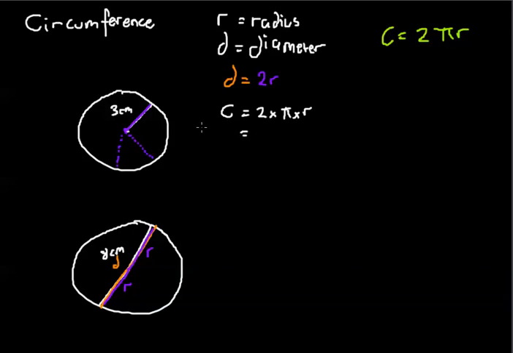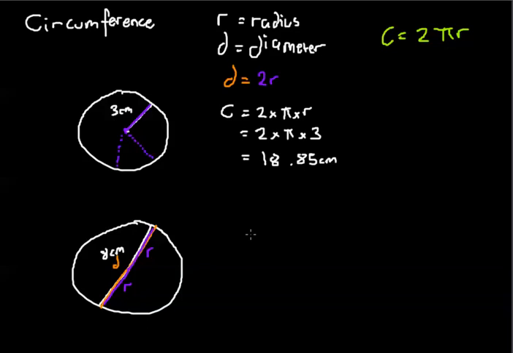Now they've actually given us the radius here of 3 centimeters. So it becomes 2 times pi times 3. And you just sub that into your calculator and you get an answer of 18.85 centimeters. That's the first one done.